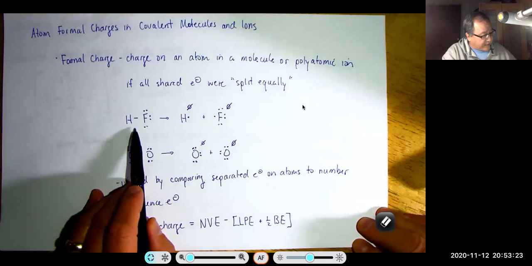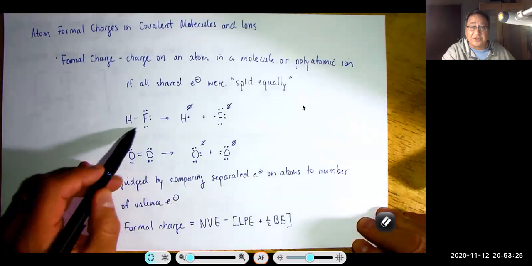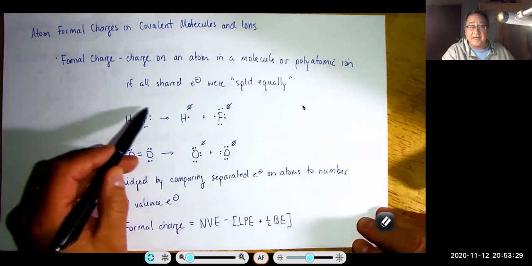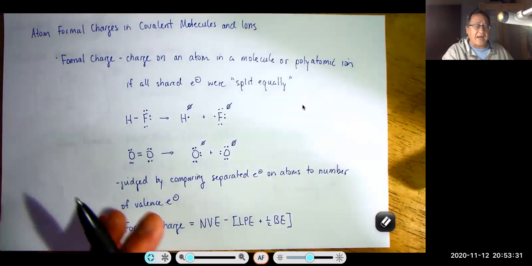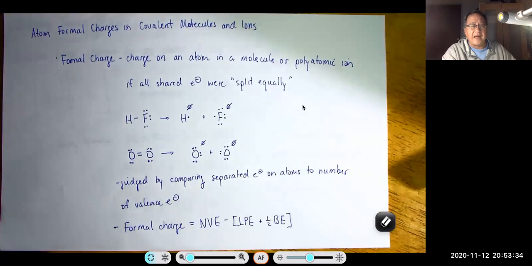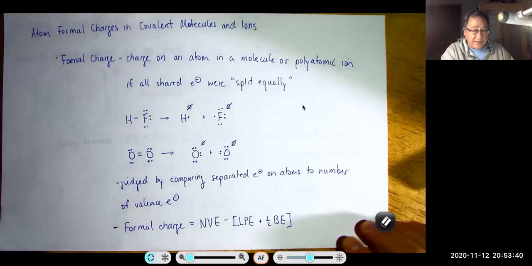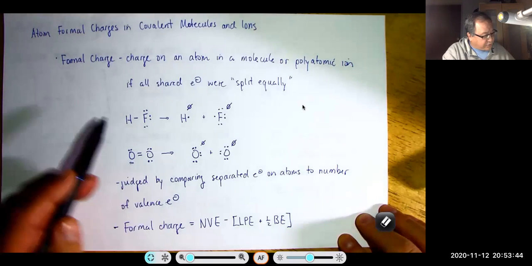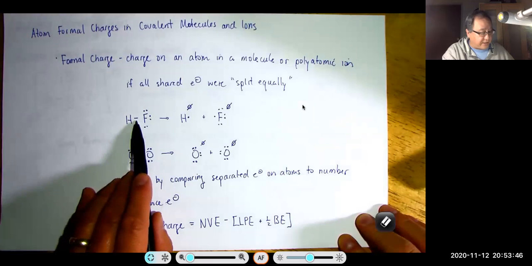Notice that the hydrogen has 2 valence electrons, just like helium. The fluorine has 8 valence electrons, just like neon. So these two atoms are fairly stable because they have valence electrons equal to the noble gas in their group. Normally, that's going to be an octet. Hydrogen is an exception.